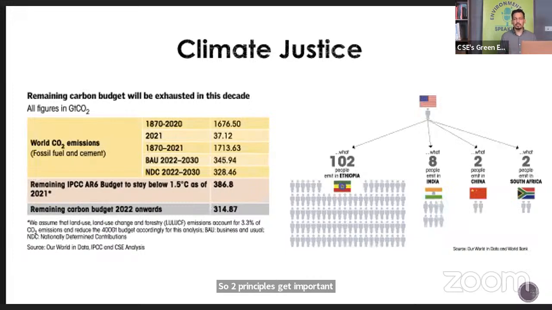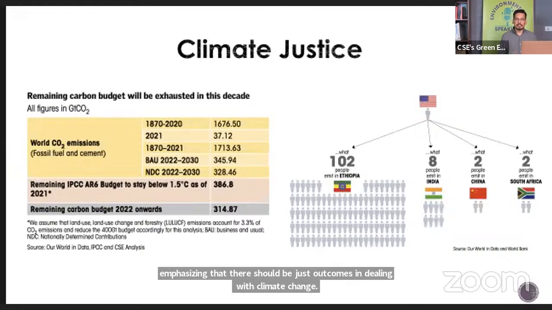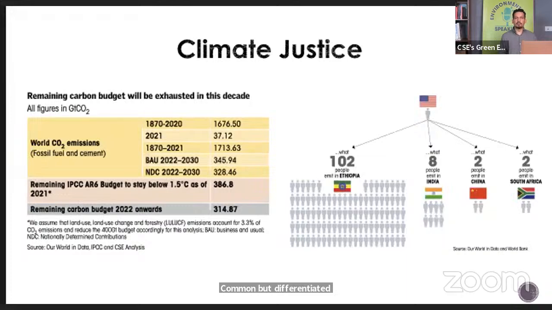One is of equity, and the other is of CBDR, or the common but differentiated responsibility. While equity is a broader concept, a principle of fairness emphasizing that there should be just outcomes in dealing with climate change, common but differentiated responsibility recognizes that, yes, the responsibility is shared, but it is also differentiated based on the responsibilities and the capabilities of different countries and of different communities.